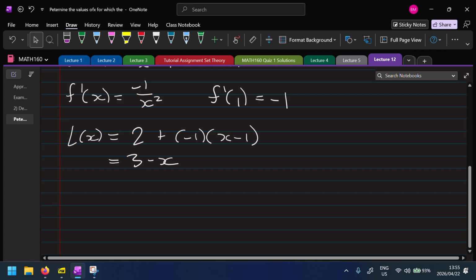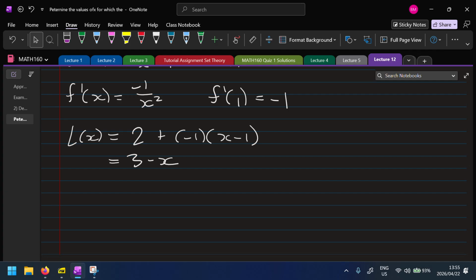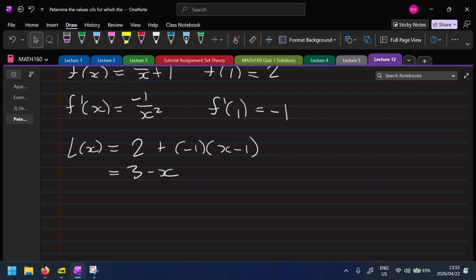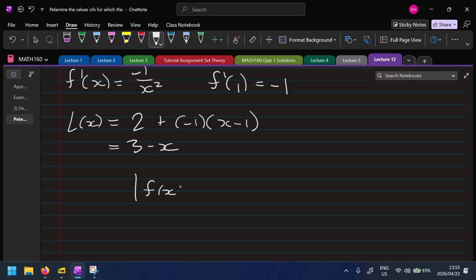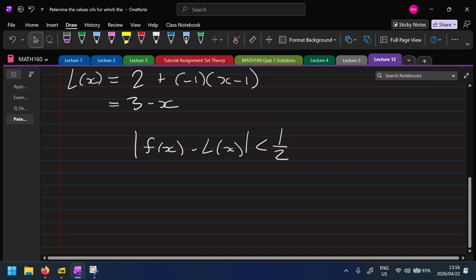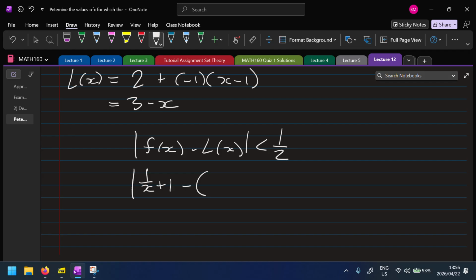Okay, so we've got our linear approximation. Now we want to find the x values for which the error is less than a half. So let's set that up. The error will be the difference between the function value and the approximation. We want this to be less than a half. So we substitute the function that's given, we substitute L, we just worked that out, and we can solve that inequality for x. The function was 1 over x plus 1. Our straight line was 3 minus x. Less than a half.